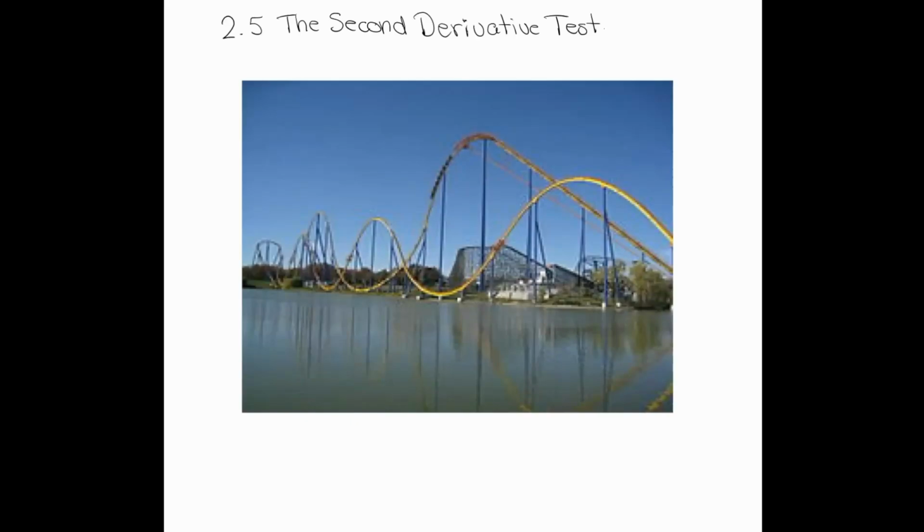So far, we've explored how the first derivative helps us figure out where a function is increasing or decreasing and where it reaches local maximums and minimums. But today, we're going a level deeper, literally. Have you ever looked at a roller coaster and noticed how some parts of the track curve upwards and some curve downwards? This is exactly what we're going to explore today, the idea of concavity.